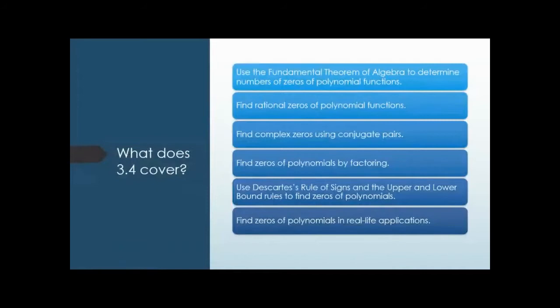So 3.4 covers using the fundamental theorem of algebra to determine numbers of zeros of polynomial functions, finding rational zeros of polynomial functions, finding complex zeros using conjugate pairs, finding zeros of polynomials by factoring, using Descartes' rule of signs and the upper and lower bound rules to find zeros of polynomials, and finding zeros of polynomials in real-life applications. So there's tons of stuff going on here. The bulk of the assignment for this week relies on this section.